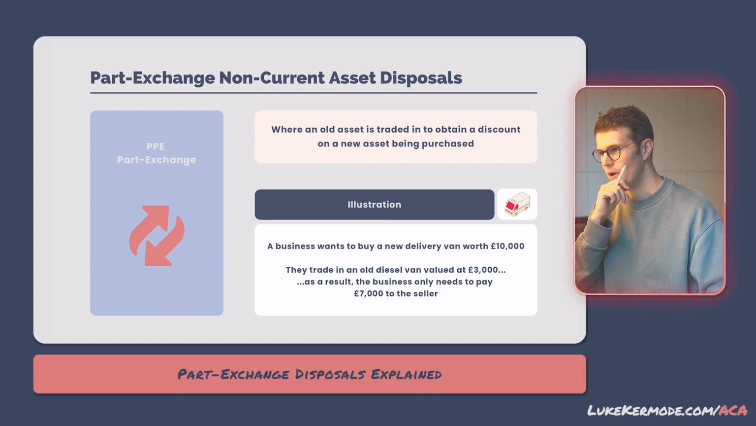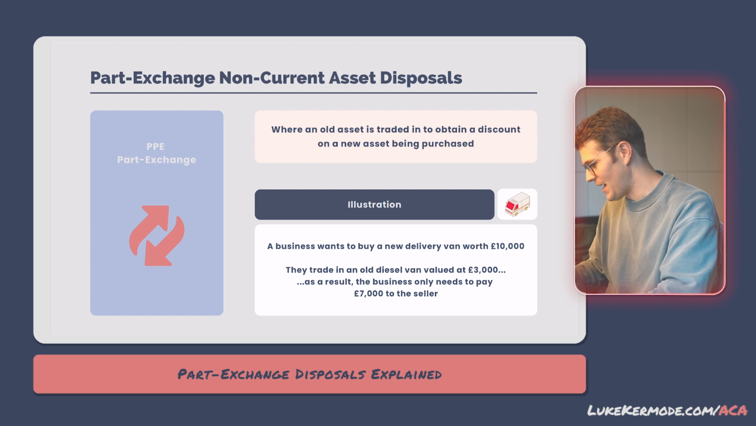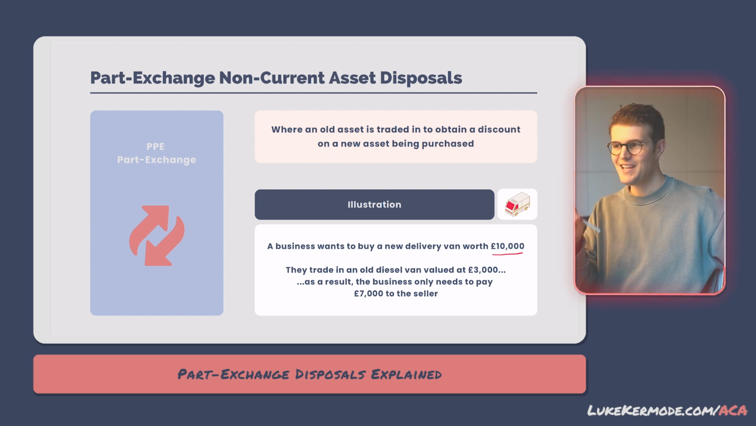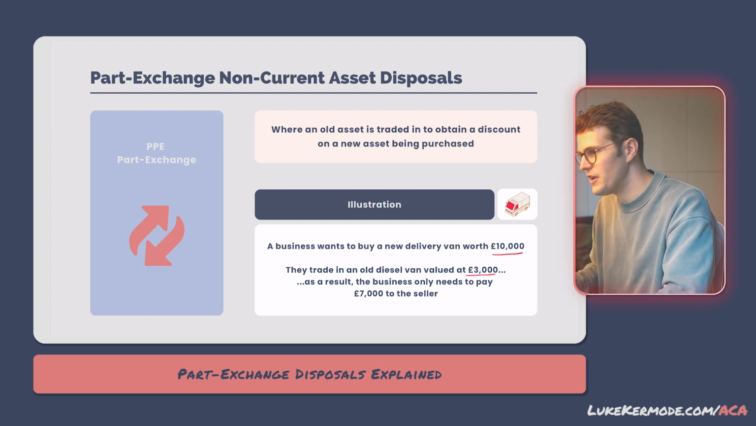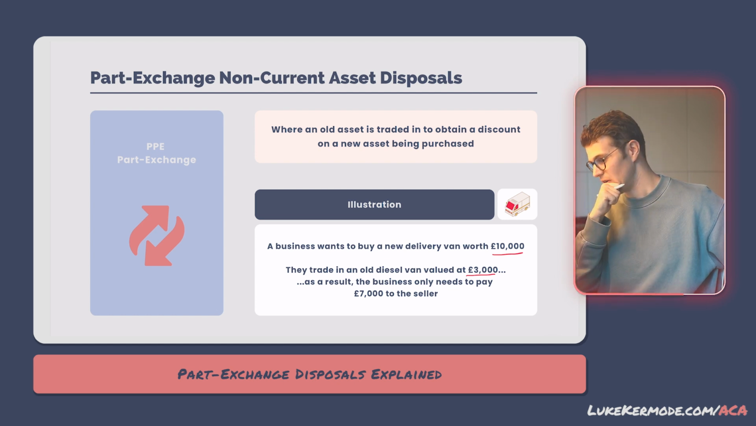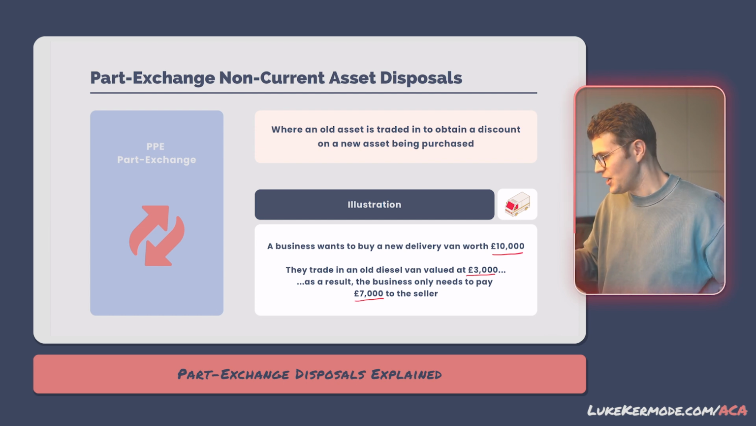So for example, imagine a business is buying a new electric delivery van, which is worth £10,000. If they trade in their old diesel van, which the dealer values at £3,000, that £3,000 is being treated by the dealer as part payment. So the business will need to only pay £7,000 in cash for the new van.